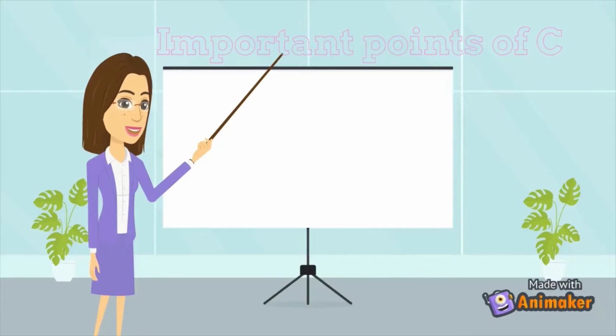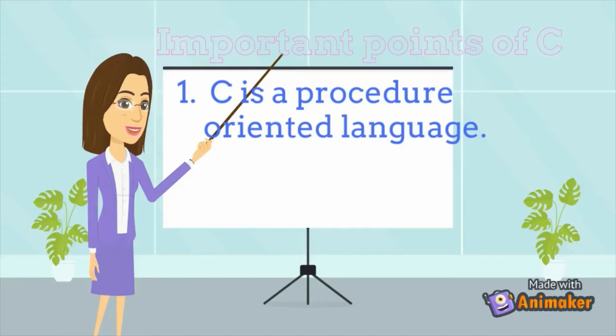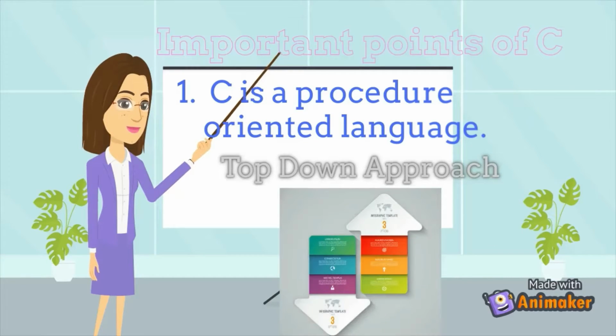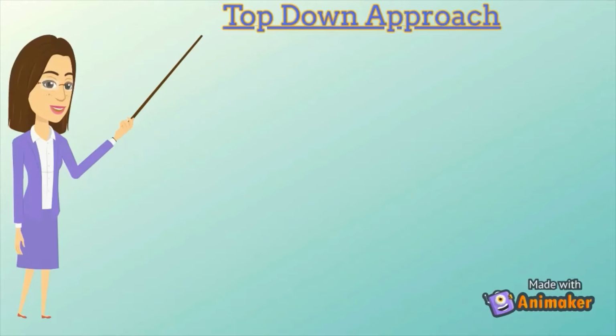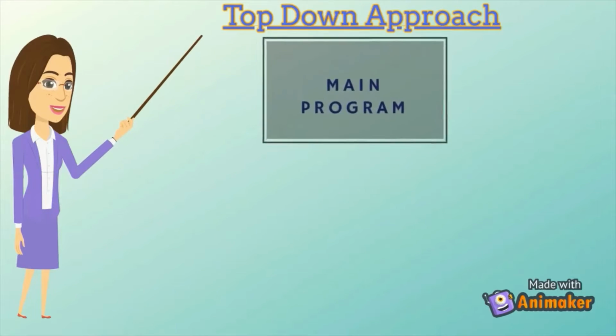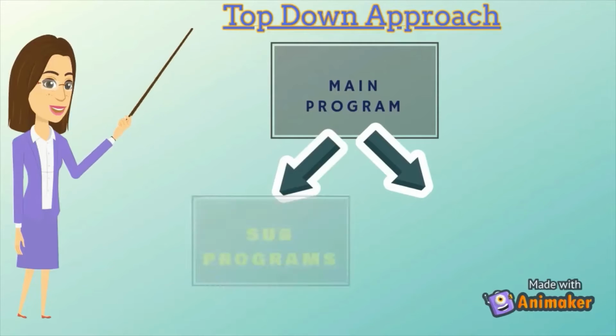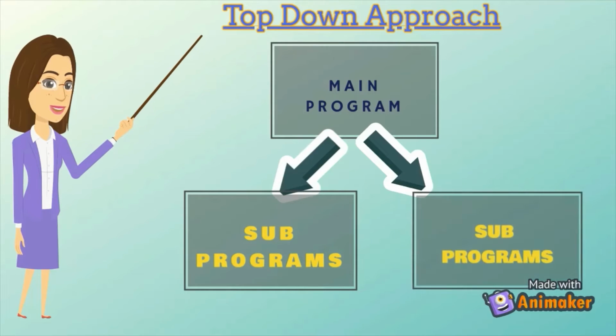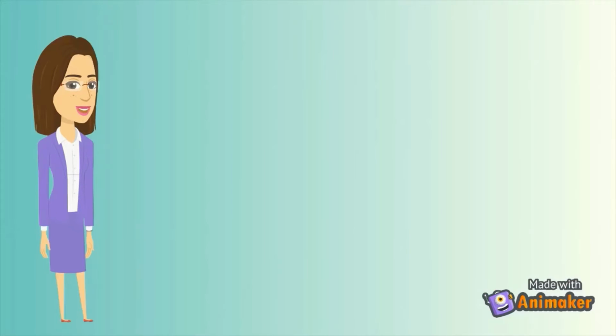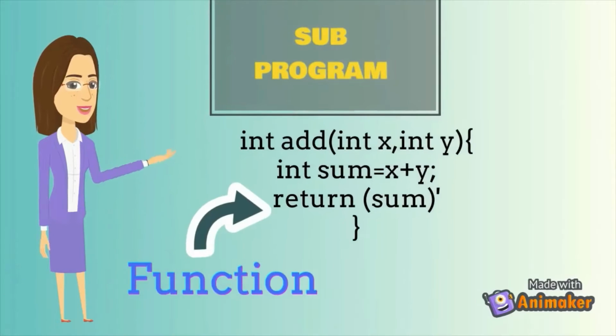Some important points of C. C is procedure-oriented language. Also call it as top-down approach. Now let's see how top-down approach works. So here main program is divided into subprograms. This process we call it as top-down approach, and this subprograms we can also call it as function in C language.